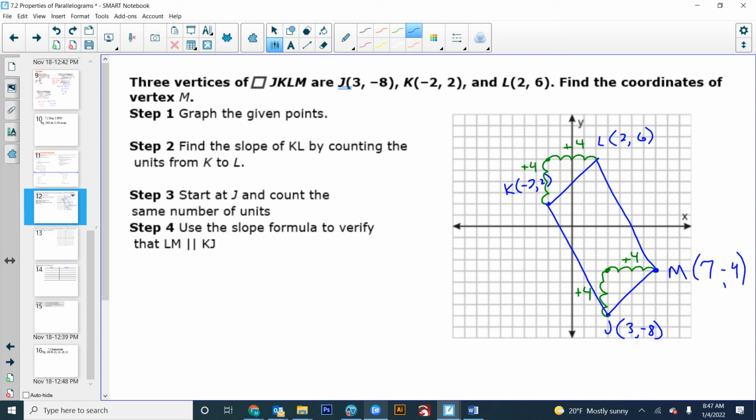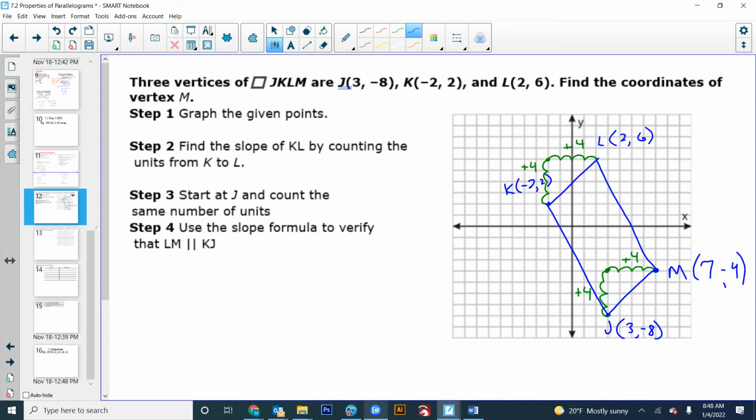And do you see how we used the definition of a parallelogram to do that? What's the definition of a parallelogram? Who can raise their hand and remind me? A quadrilateral with, which one? 2 pairs of parallel sides, right? 2 pairs of parallel sides. Well, how did we use that? Well, by finding the slope and noticing opposite sides have the same slope and using that slope to find that coordinate, we made them parallel.